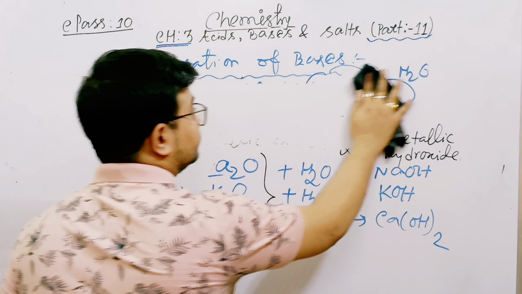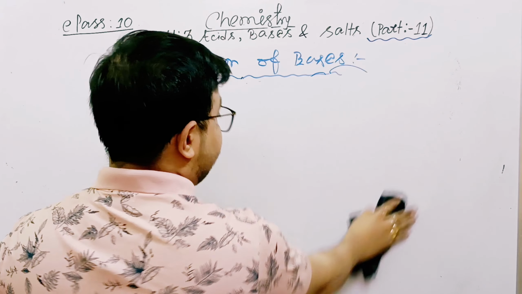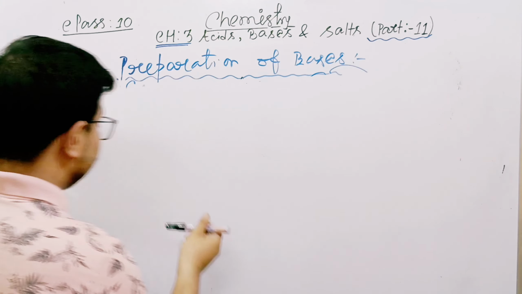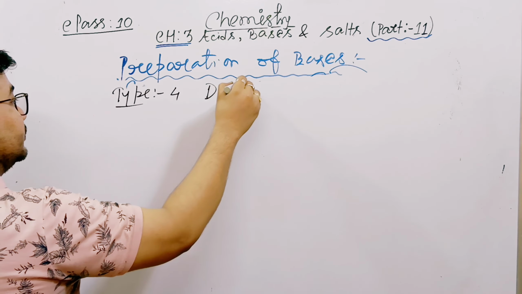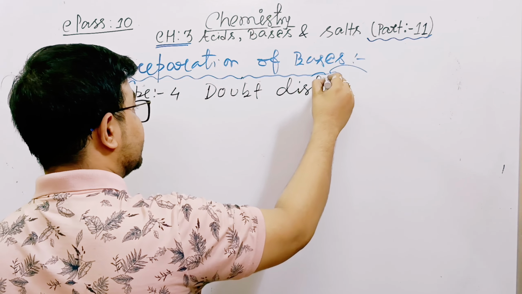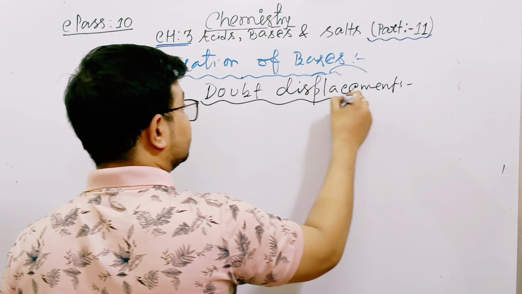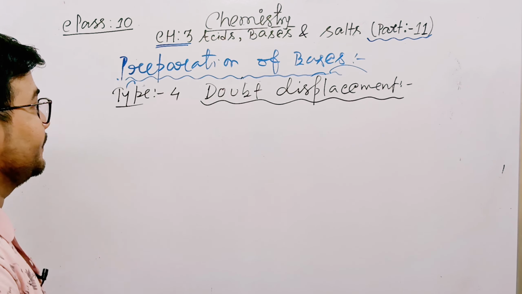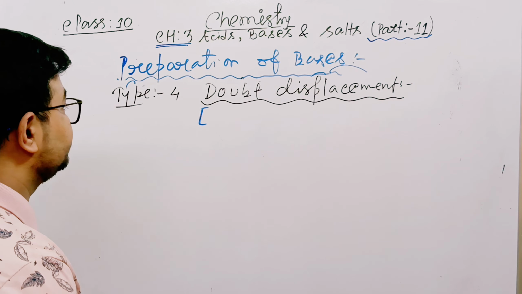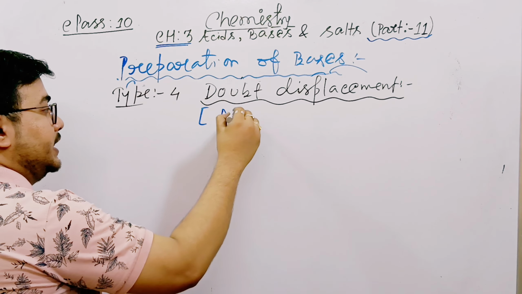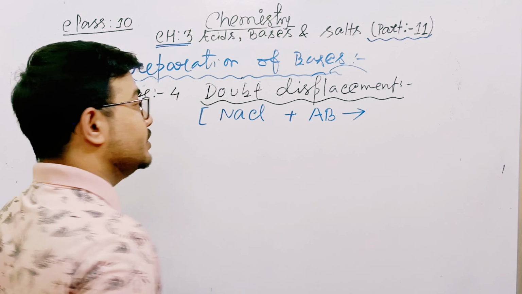Fourth. Now the fourth type, by double displacement. What is the meaning of double displacement? First try to understand the meaning of double displacement. Suppose you have NaCl and I take here another compound, AB. First understand the concept.